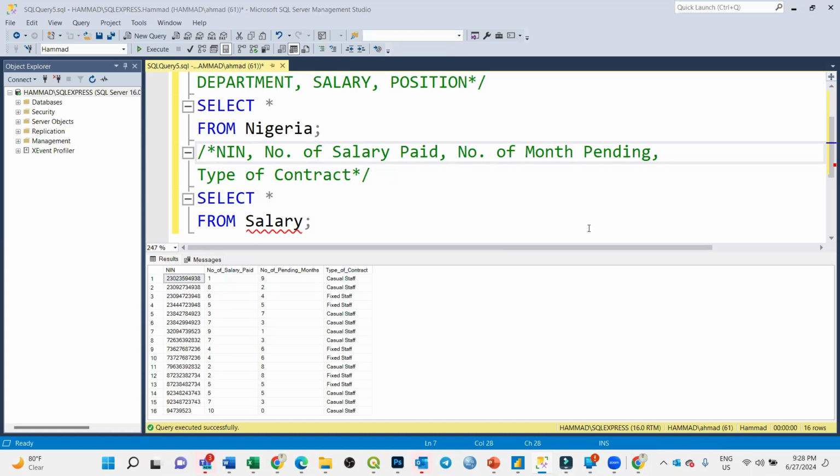Okay, so now I'm going to talk about the different types of joins that we have. That's what I'm going to talk about. We have different types of joins. Number one that we have is the inner join. That's the number one join that we have.